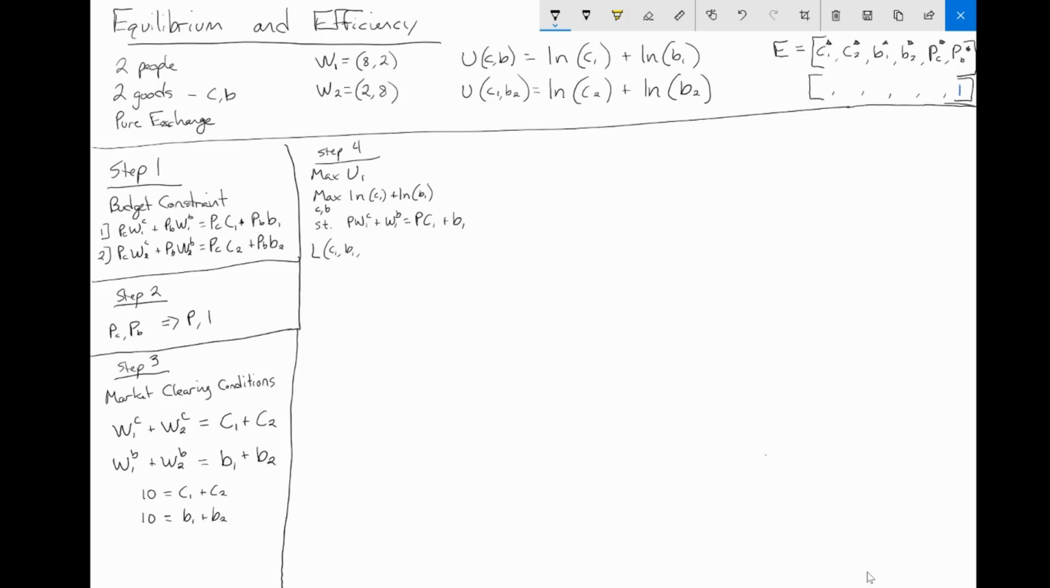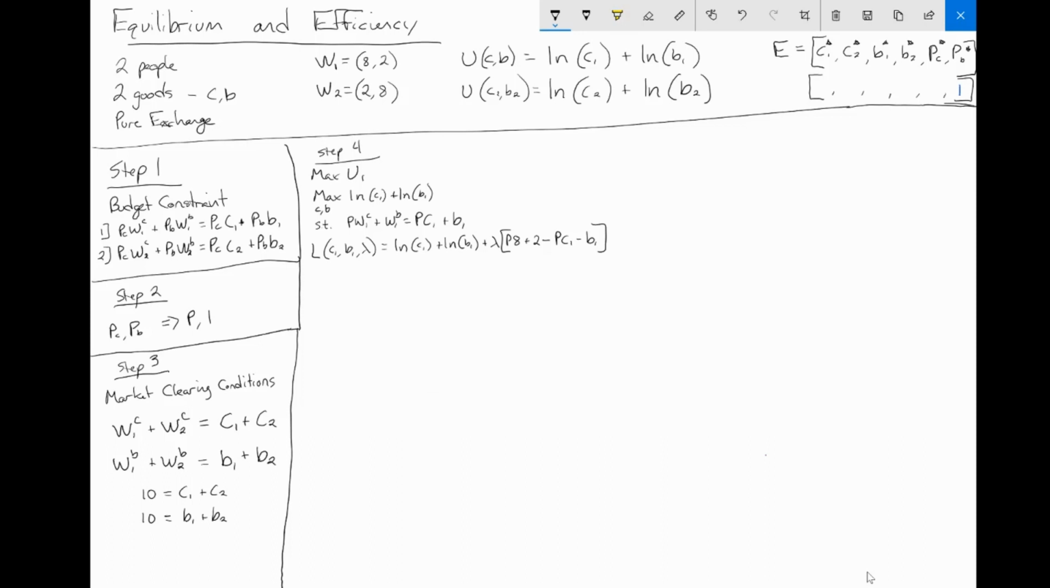And I'm also going to plug in all the relevant values. Okay, so it would be natural log of C1 plus natural log of B1 plus lambda. Okay, and then it's income, so P times 8 plus 2, right? I'm just plugging these values in, minus PC1 minus B1. All right, so this is my budget constraint with the initial endowments plugged in.